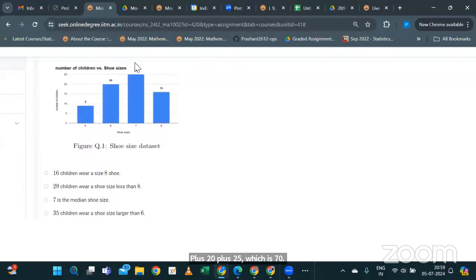Not 70, sorry. 25 plus 20 will be 45, plus 9 is 54. So 54, which is less than the stated value, which is not true. It will be incorrect. Next it says 7 is the median shoe size. So we can check: what is the median?